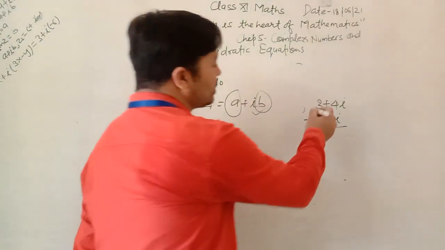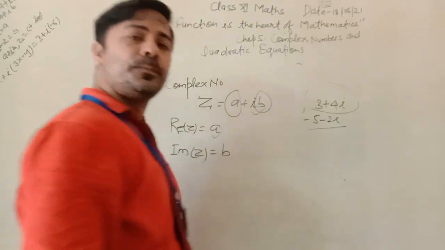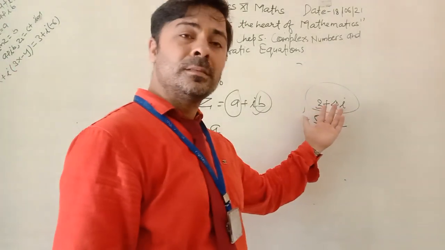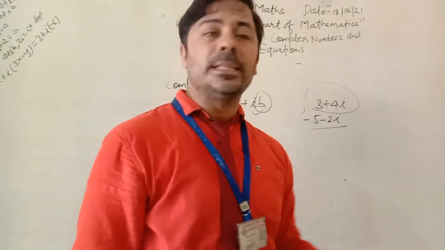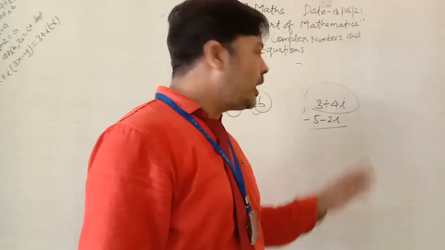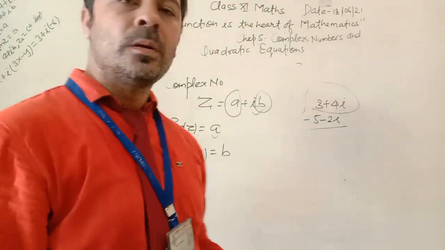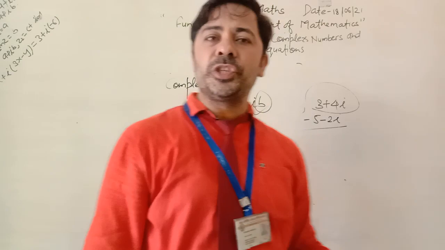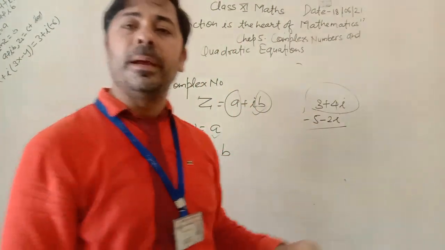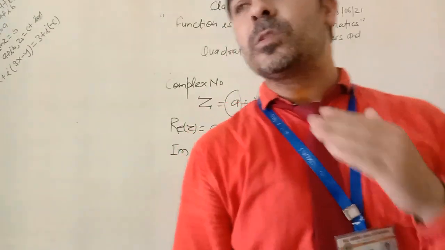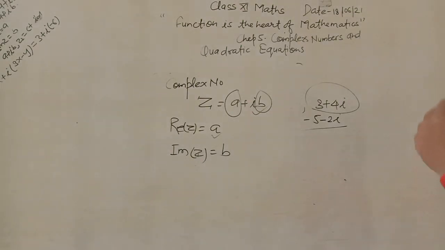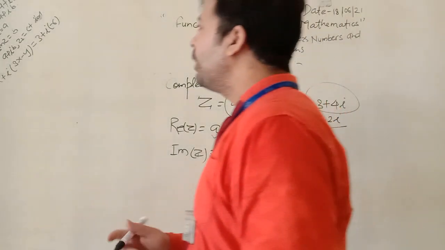If you are asked to find the real part and imaginary part of 3 plus 4i, then the real part is 3 and the imaginary part is 4. In the second type of question, the real part is -5 and the imaginary part is -2. This is the real part and the imaginary part of a complex number.